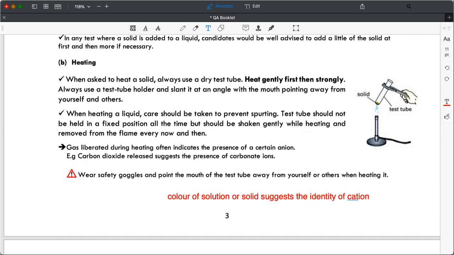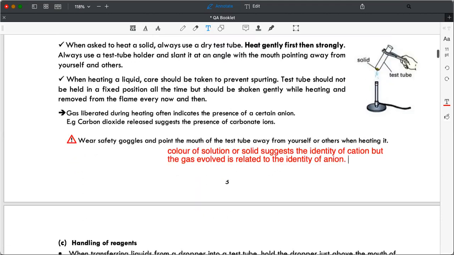The positive ion could be ammonium or other metal ions like copper, iron 2, zinc, lead, etc. But the identity of the gas evolved is related to the identity of the cation. Okay, just bear that in mind. Okay, next.